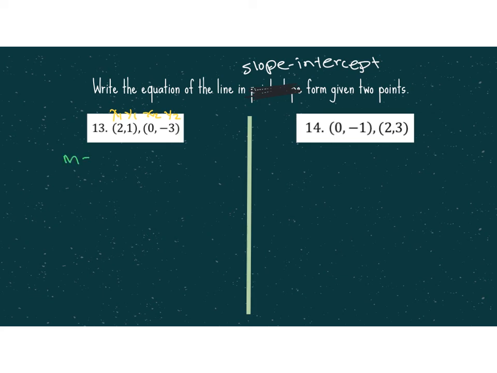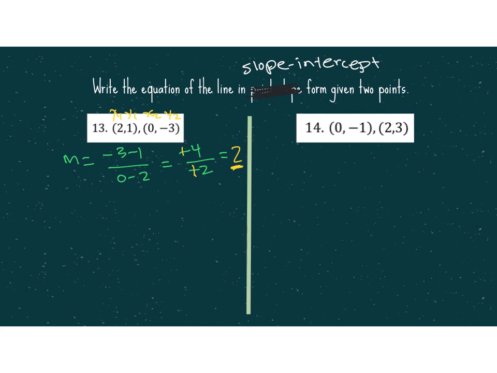So m is going to equal negative 3 minus 1 over 0 minus 2. Negative 3 minus 1 is negative 4. 0 minus 2 is negative 2. And I get negative divided by negative, which is positive, 4 divided by 2, which is 2. So my slope here is 2. Now you can pick either point. It does not matter which point you pick.